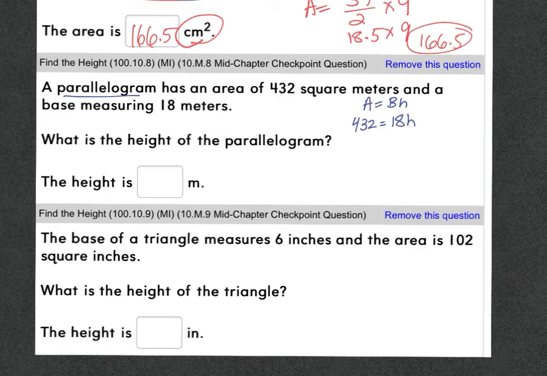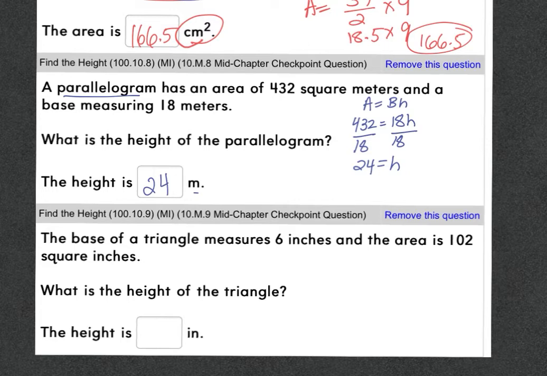So remember that the whole point is you want to get the h alone. So if I divide this side by 18, I have to divide this side by 18, which will make my h, or my height, be alone, and then I'll be able to get my other side. And 432 divided by 18 is 24. So my height is 24 meters.